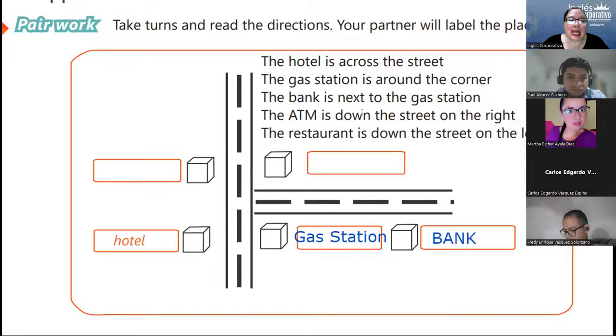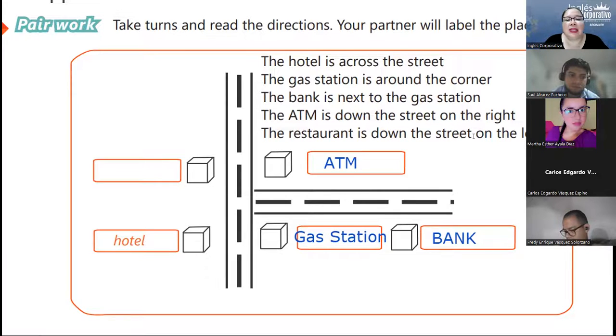Vamos a ver. The ATM is down the street on the right. Usualmente, down va a ser la entrada de la calle. Down es para donde entra la calle, donde comienza, ¿sí? Entonces, sería, the ATM is down the street on the right. Puede ser este también, ¿verdad? Porque quiero ver si estoy en el hotel, down the street. Vale, vamos a ver.